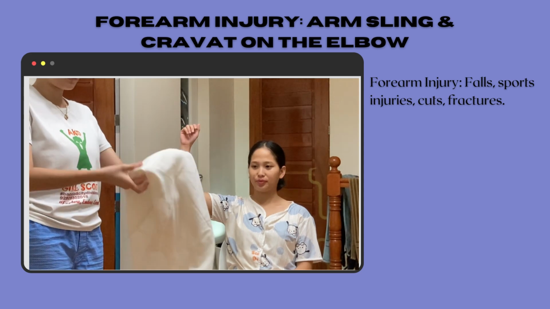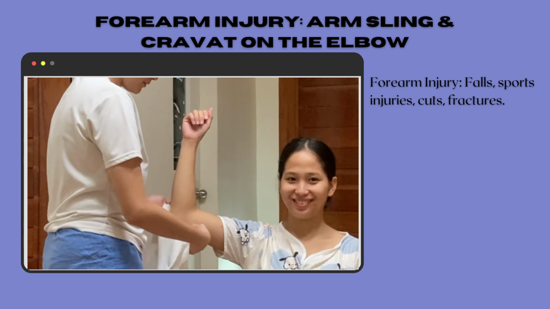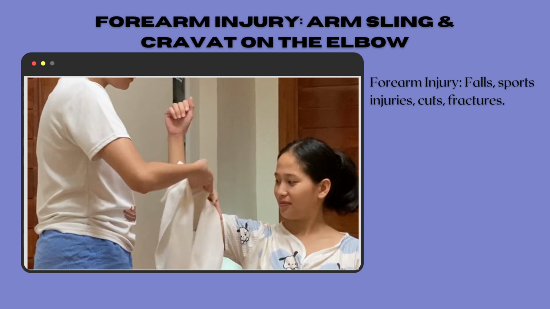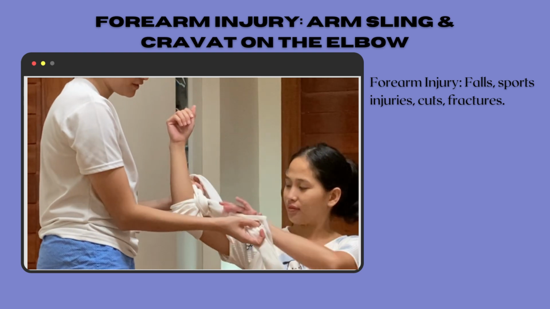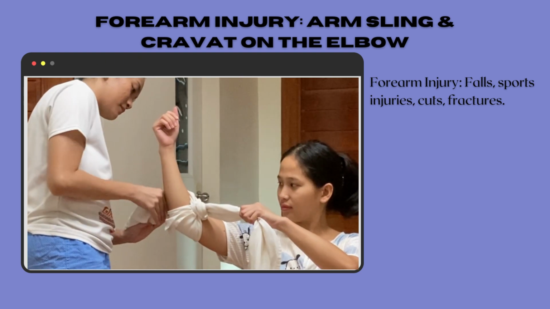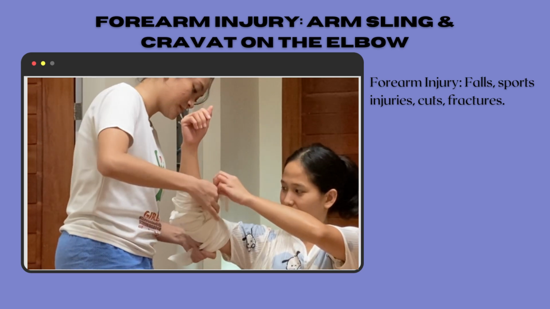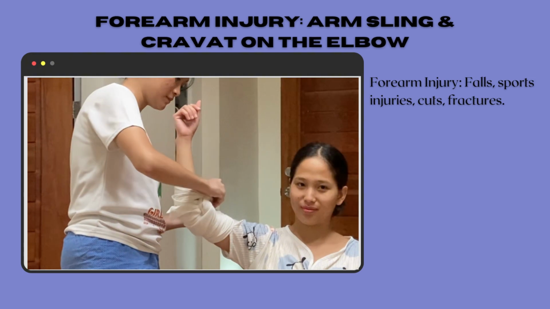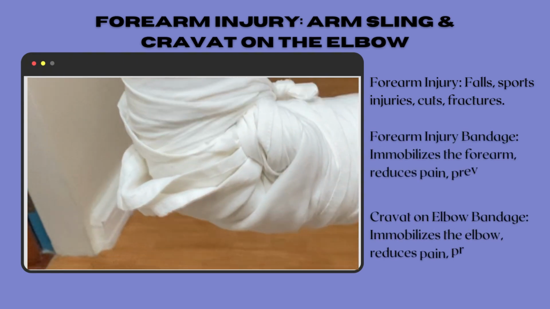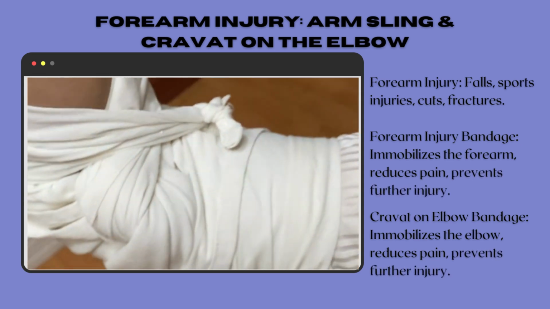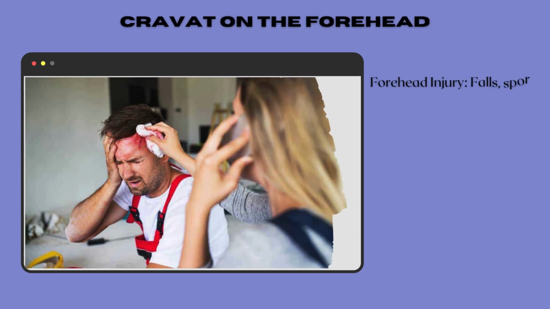Procedure for the cravat bandage to the elbow. To apply a cravat bandage to the elbow, bend the arm to approximately 90 degrees at the elbow, and place the mid portion of the cravat bandage at the elbow, bringing the ends of the bandage upwards. Roll the ends gently around the arm and the elbow, pull both opposite ends and tie it into a knot. The reason why we use this kind of bandaging is because it immobilizes the elbow, reduces pain, and prevents further injury.